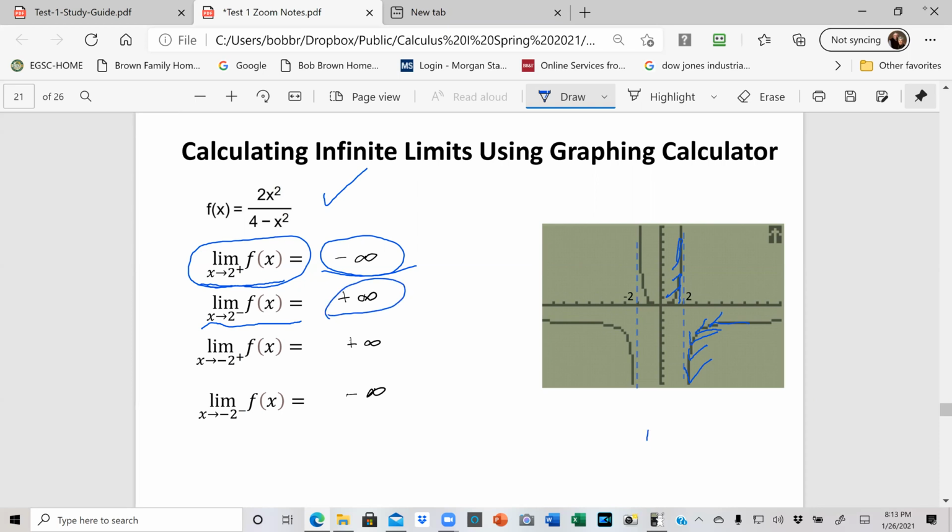Now on the other side, let x go towards minus 2 from the right. So I hop on here and I go to plus infinity. From the left, it's minus infinity. Does that make sense? Okay. So most of all, remember to graph it carefully.